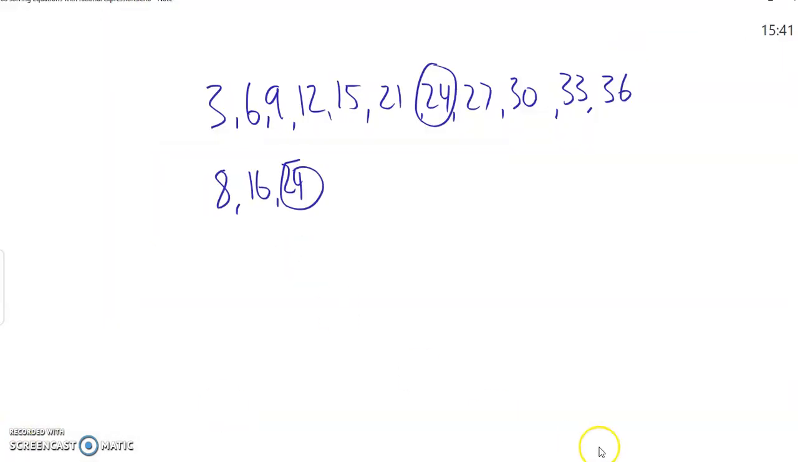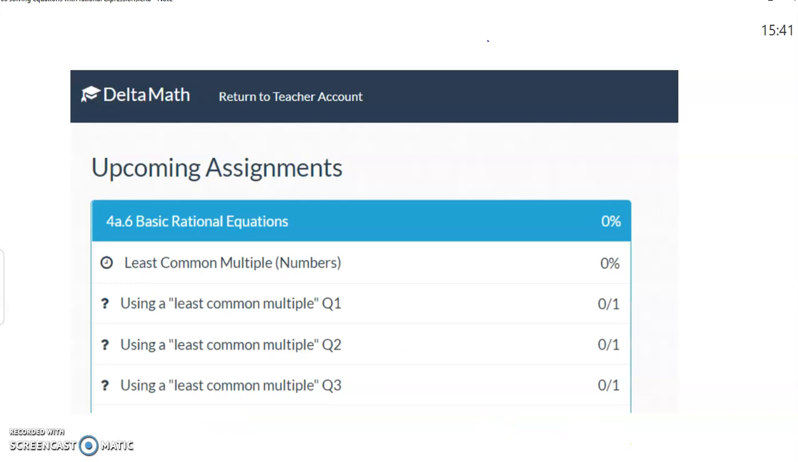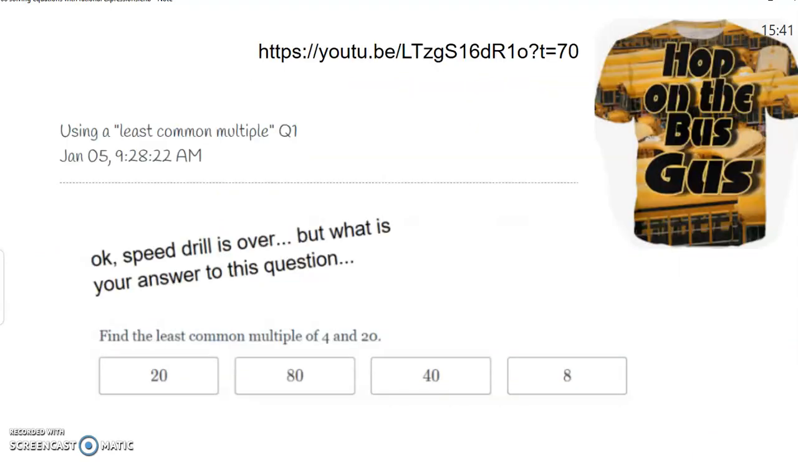All right, assuming you did that, and now you're back to where I am. We're going to continue with this delta math, and you've gotten some work with this least common multiple. Let's just go through these first three problems together. Don't worry about hop on the bus, Gus. I'm not going to sing to you. There is a song that goes along with that, but I just want you to get on the program and do this with me.